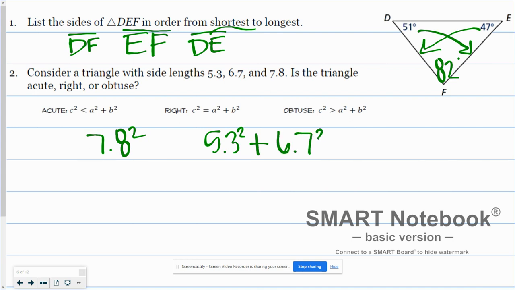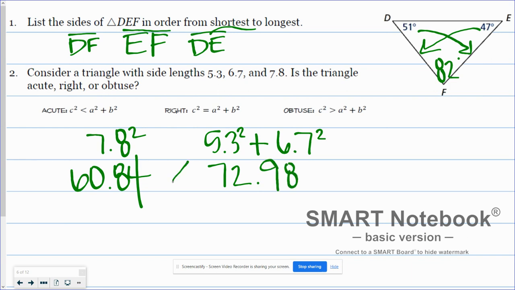So now we have to do some calculating. Now 7.8 squared is 60.84. 5.3 squared plus 6.7 squared is 72.98. So I think we all agree that 72 is bigger than 60. So we're saying that C squared is less than A squared plus B squared. So that means our triangle is acute.